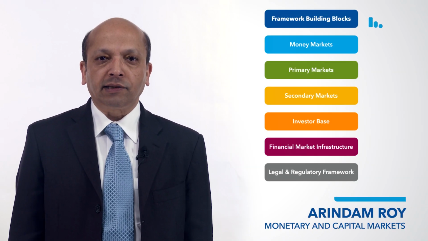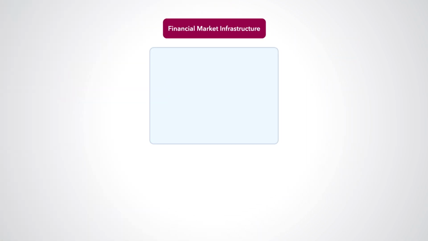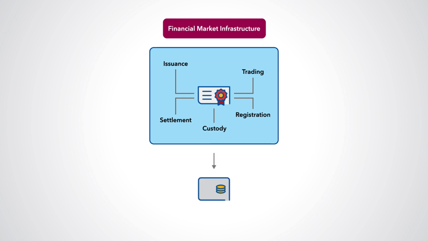An efficient and secure financial market infrastructure, or FMI, is an important building block to develop the local currency bond market, or LCBM. The FMI framework includes systems necessary for the issuance, trading, settlement, registration, and custody of securities, supported by payment systems for cash settlement.